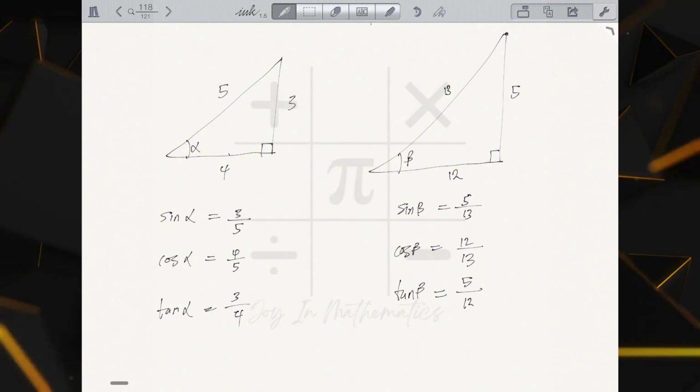Now we have these expressions. Now we can move to the question proper.